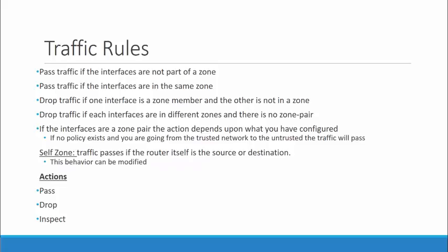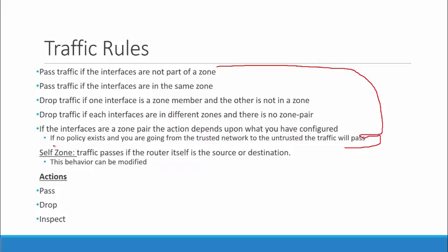Now I apply a policy. Whatever happens to that traffic between those paired zones depends upon the policy that you wrote. If no policy exists and you're going from the trusted network to the untrusted, then the traffic will pass. And then we have, remember, the default zone. So these are all administratively configured zones.